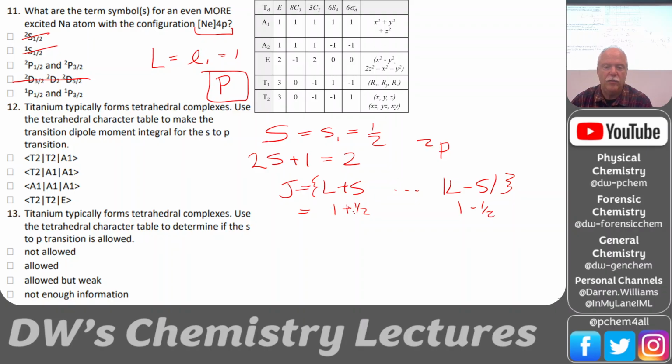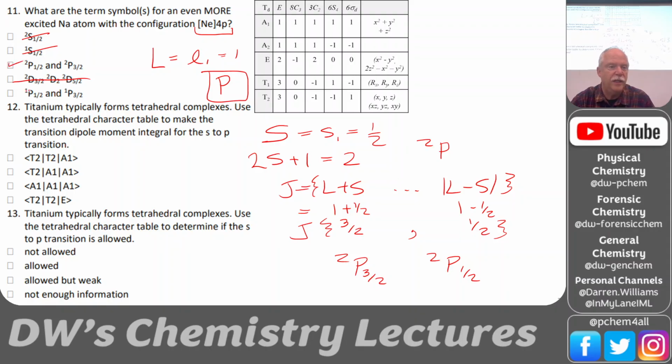Okay, so 1 plus 1/2 is 3/2, and then 1 minus 1/2 is just 1/2. And if I take 3/2 and subtract 2/2, I get 1/2. So this is the full set. I just put my big comma right in the middle, so that's my J values. And so it's the doublet P 3/2 and the doublet P 1/2. Yeah, so it's this one.